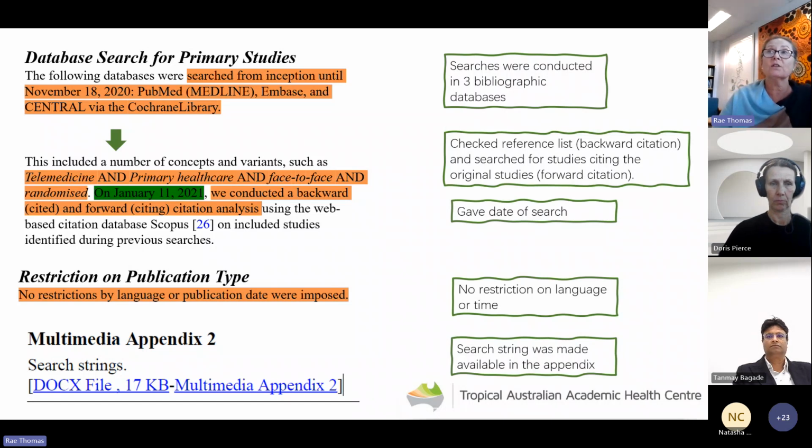Then further down in that section, they've also told me that they've included concepts in their search strategy. They've included telemedicine, and they've used the Boolean operator AND, primary healthcare, and face-to-face, and randomized. And they conducted a backward citation and a forward citation analysis. So what they did was they checked the references of any included studies, and they went backwards and searched for studies, and then they searched forwards for any studies that cited the included studies. So that's really comprehensive. They've searched a couple of databases, they've gone to their included studies, and they've done backwards and forward citation searching.